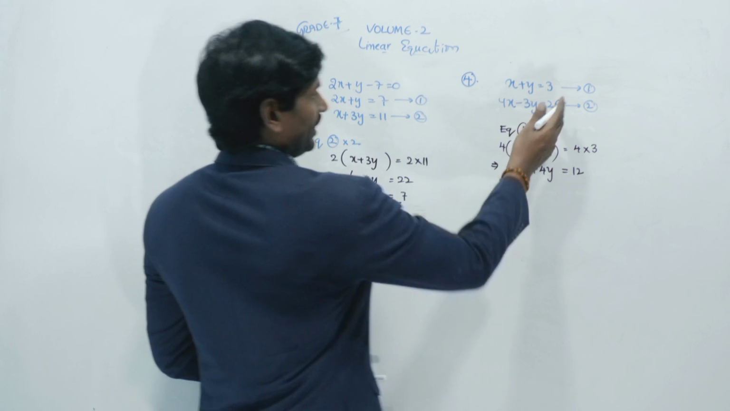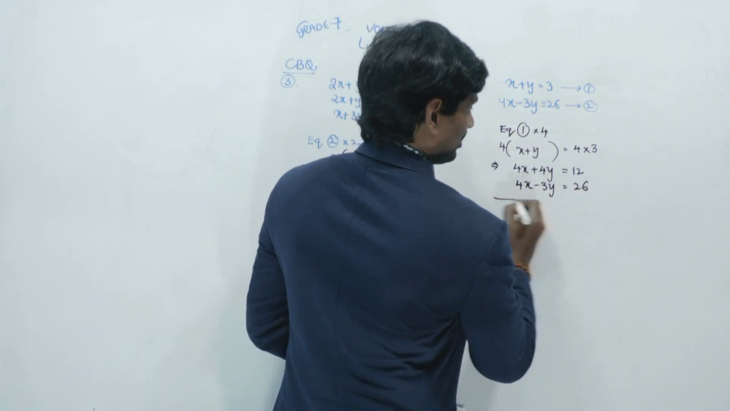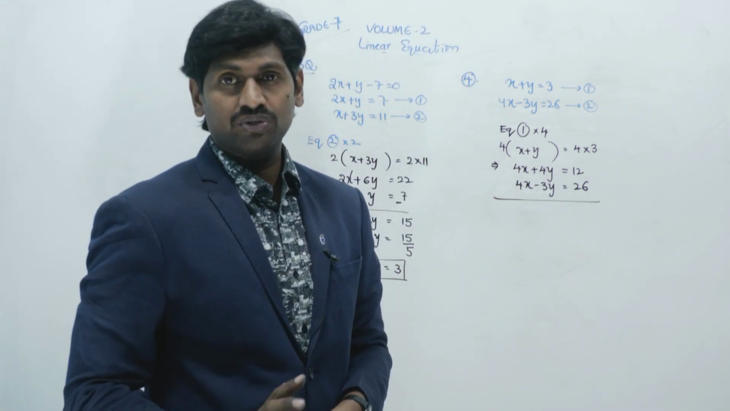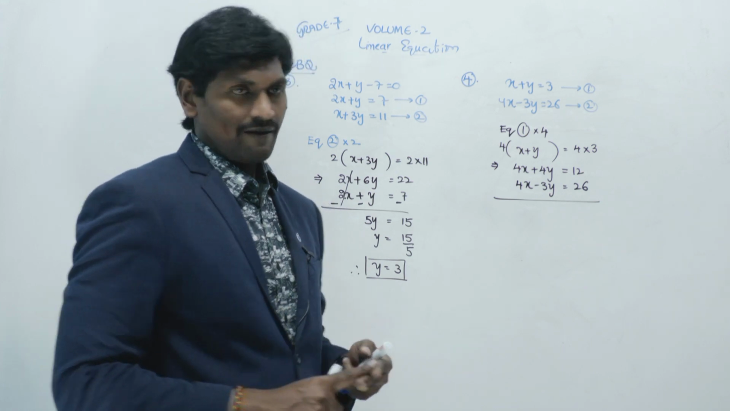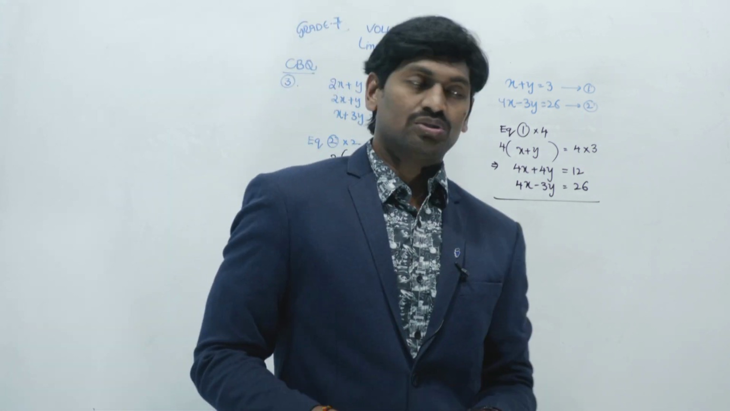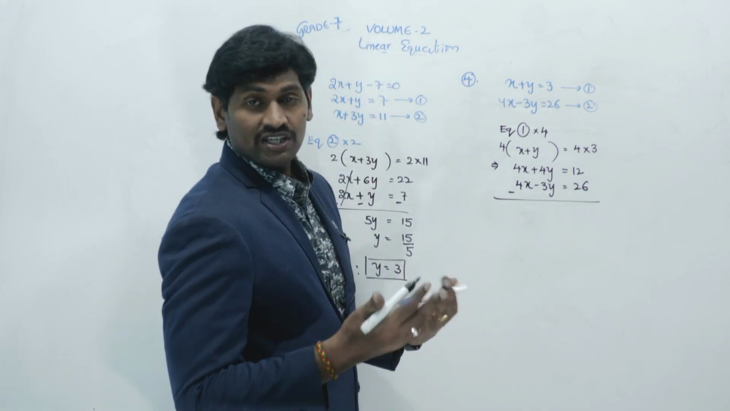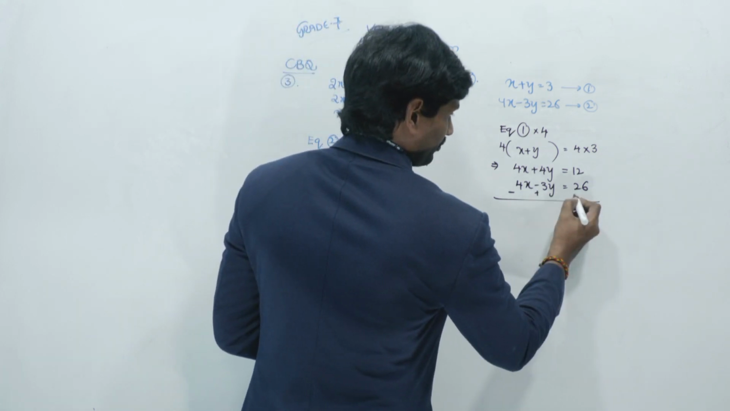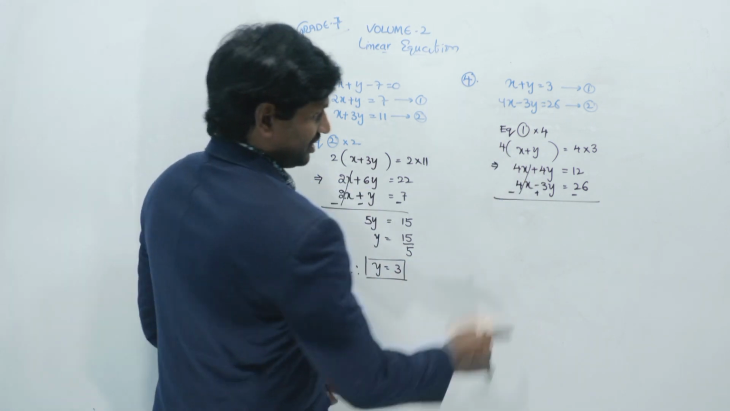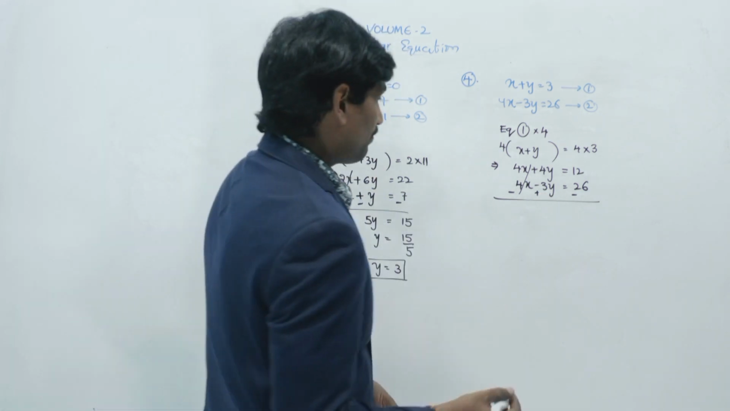Okay. Now the second equation, 4x minus 3y equals 26. Now to eliminate the x value, we can use any one of the arithmetic operations: plus, minus, into, divide. But when you add both of them, 4x plus 4x becomes 8x. So to eliminate the x value, use the minus symbol. So positives become negatives, negatives become positives. Okay, so 4x minus 4x cancel, 4y plus 3y, because this minus 3y becomes plus.